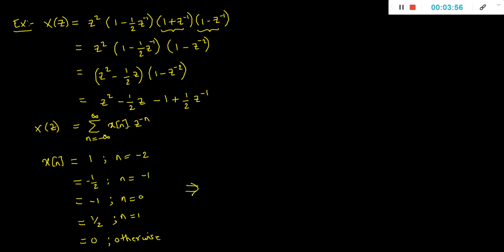Alternatively, you can also indicate this answer as x of n is equal to delta of n plus 2. Why delta of n plus 2? Because I know that delta of n plus 2 exists only at n plus 2 equal to 0, or n equal to minus 2. So at n equal to minus 2, the coefficient is 1. That's what I'm trying to write here. Then what about this? Now this is a signal corresponding to delta of n plus 1. So delta of n plus 1 exists only at n equal to minus 1. So its coefficient is minus half. So I'm going to write it as minus half times delta of n plus 1.